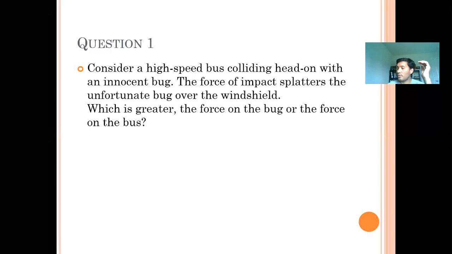This is a small bug colliding with a huge car. The force will be the same, but the mass of that poor bug is very small and it splatters, right? So the force is equal, not greater.